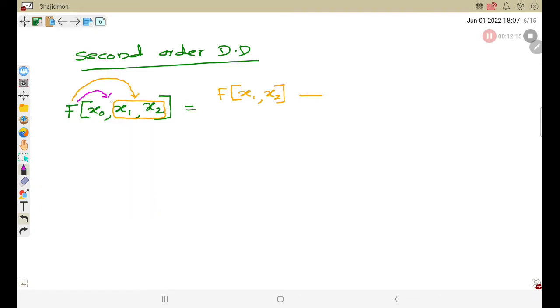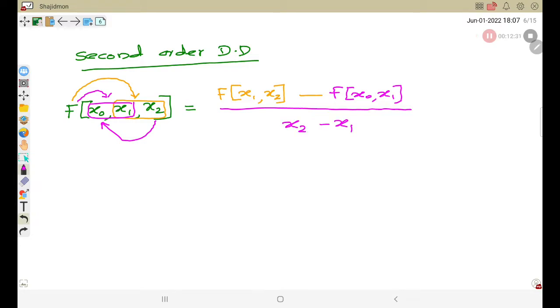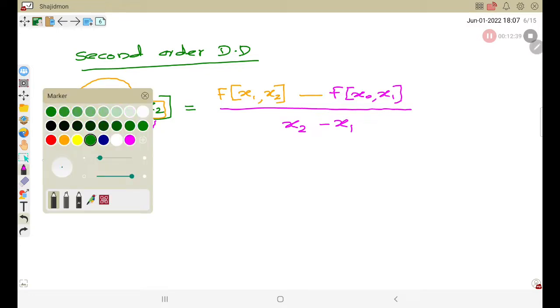Okay, here the first 2 numbers, this one, that means f value at x0 comma x1 divided by the last number minus the first x number, that is x2 minus x0. This is the way for finding the second order divided difference. Okay, second order divided difference.